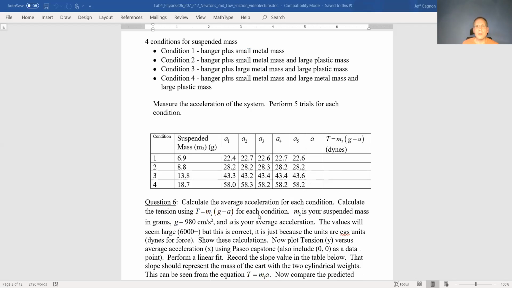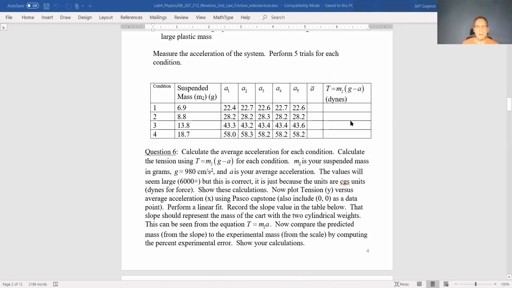What I want you to do for question 6 is compute the average acceleration, just like you did before. Make sure you round to 1 decimal place. So find the average acceleration. Then you want to compute the tension in the string. This actually comes from that second equation that we derived when I was using the iPad when I showed you that derivation earlier. It's just this formula. The tension in the string is going to be the hanging mass, whatever this value is depending on your condition, times g minus a.